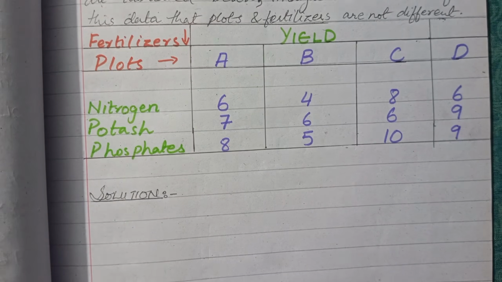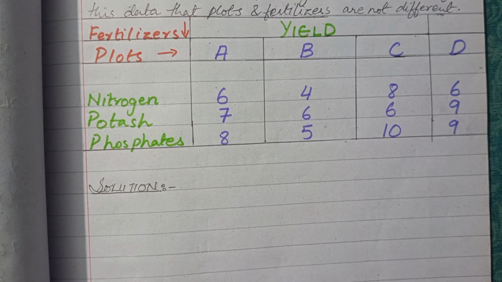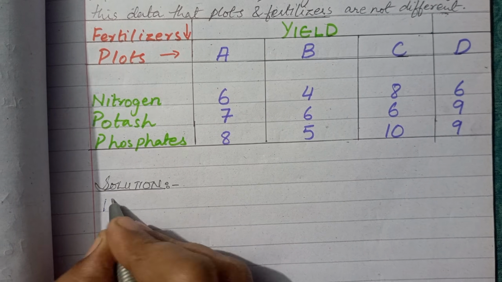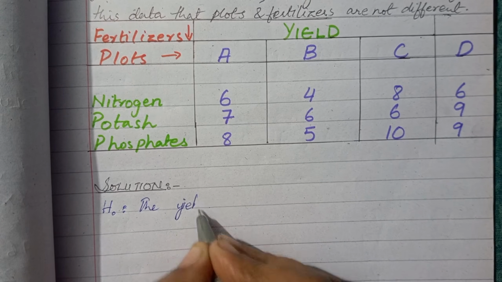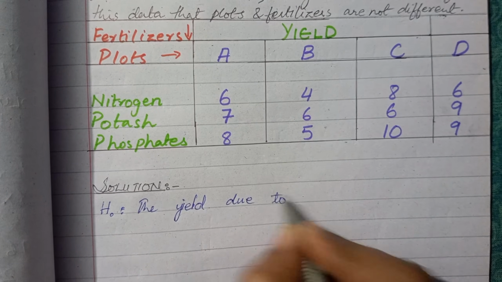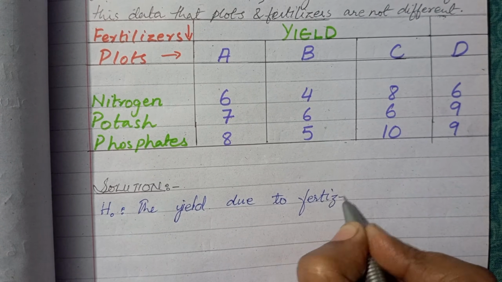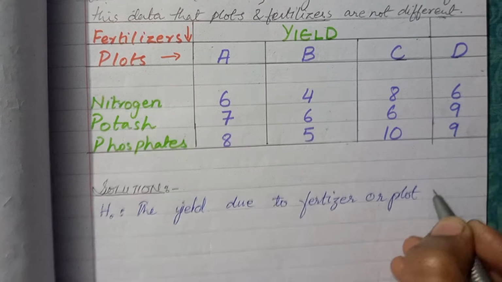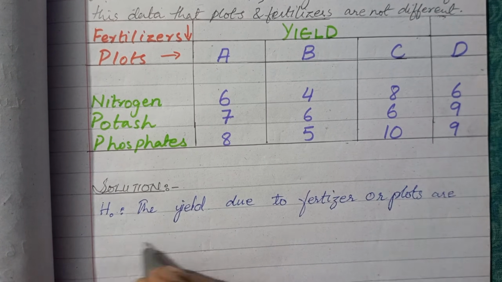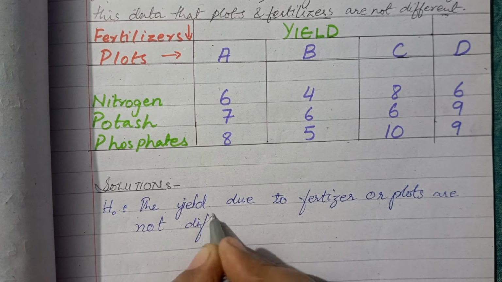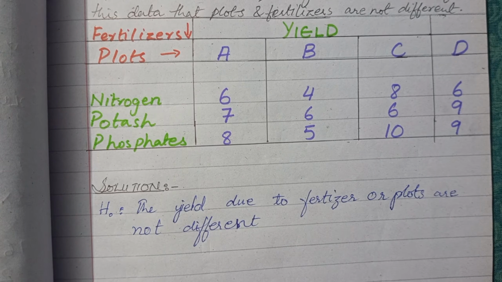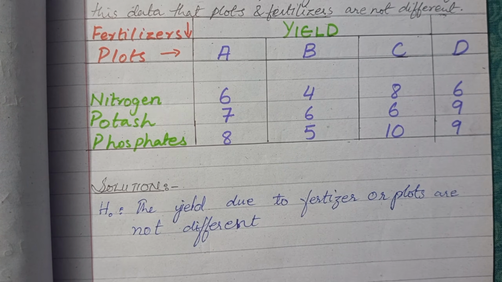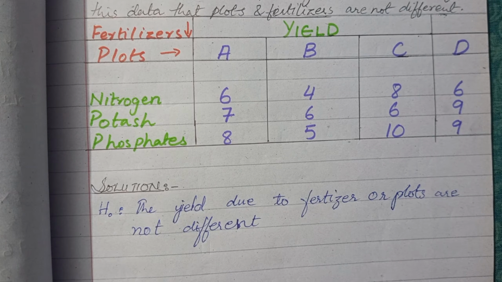So how can we solve this? First of all, the first step: the null hypothesis will be that the yield due to fertilizers or plots is not different. There is no effect of any variable on each other. That is, there is no effect of fertilizer on plots, there is no effect of plots on fertilizer, and there is no effect of plots and fertilizer on yield.